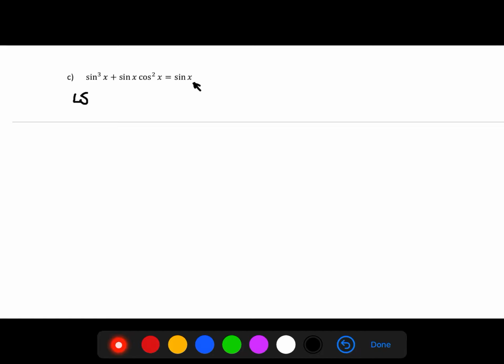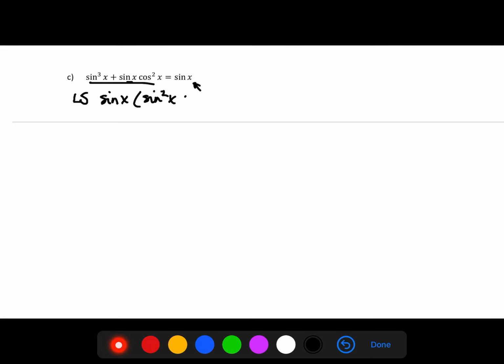Part C. This time we have sine cubed x plus sine x cos squared x equals sine x. So again, sine x on our right-hand side is as simple as it will ever get. So we're going to work with our left-hand side. And what we notice is that there is a sine x. Notice our cubed x, we don't have any identities that work with that. We're not going to be able to replace that. But we notice that we do have a sine x in both of our terms.